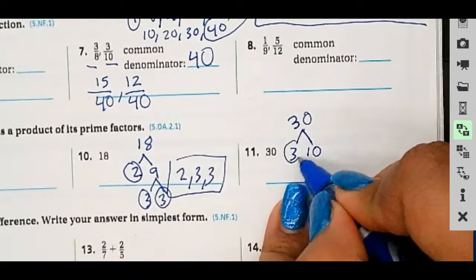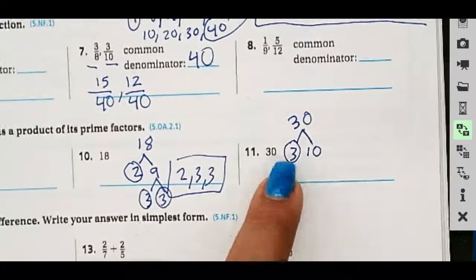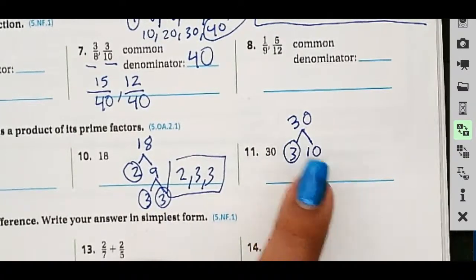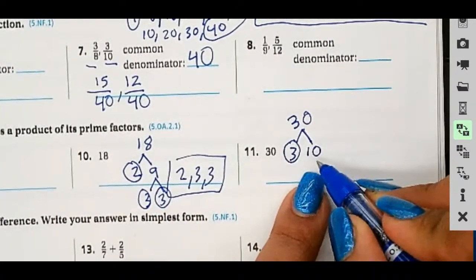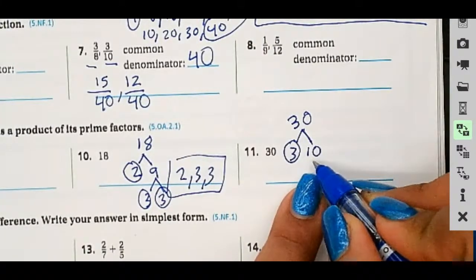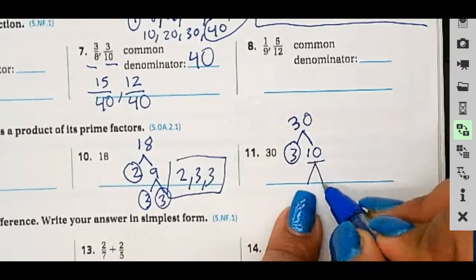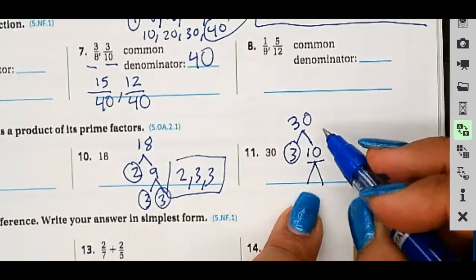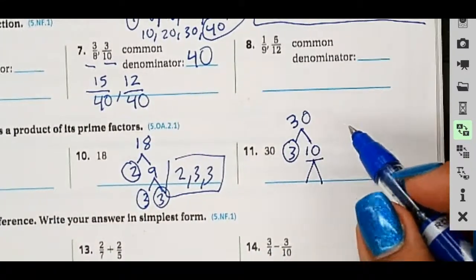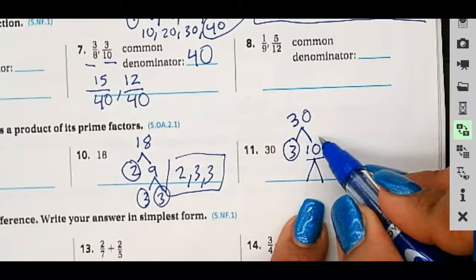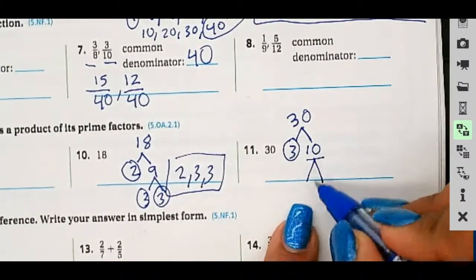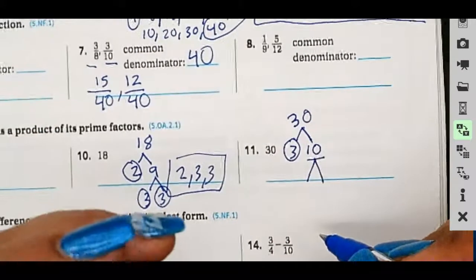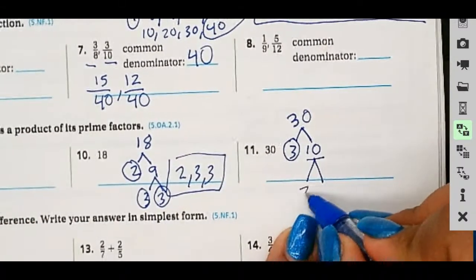So 3 is a prime number, so I'm going to circle it. Always circle it as soon as you get a prime number. That way you don't miss any of your numbers. Now, can we break the 10? Yeah, it's an even number. If you have an even number, you can break it down. You can factor it out. So 10, what 2 numbers will equal 10, other than 1 times 10? 2 and 5, right? 2 and 5.